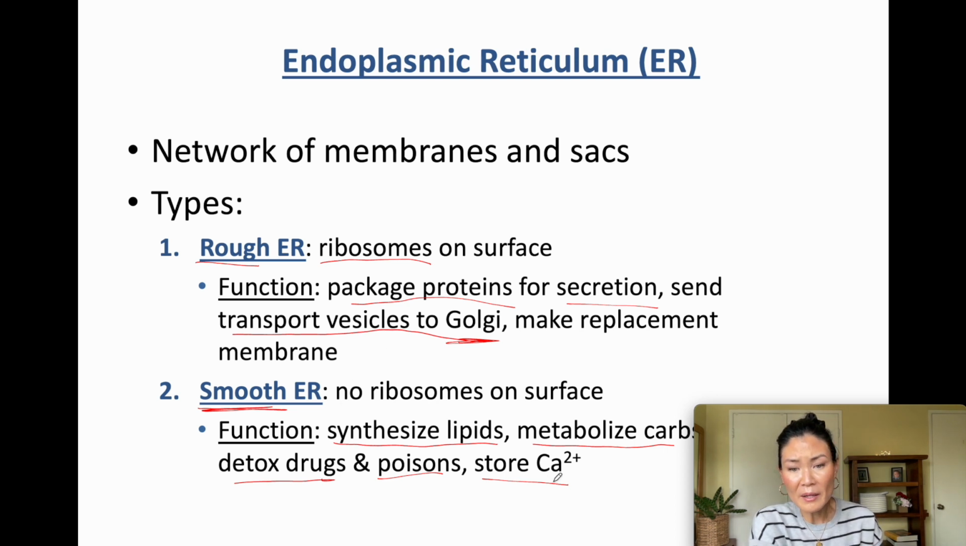And then like muscle cells, in your muscle cells the smooth ER stores calcium ions because calcium ions are necessary for muscle contraction. So really the smooth ER has a lot of jobs and functions, but it also depends on what cells we're talking about within your body. Liver cells, the smooth ER is going to detox drugs and poisons. Muscle cells, the smooth ER is going to store calcium ions, etc.